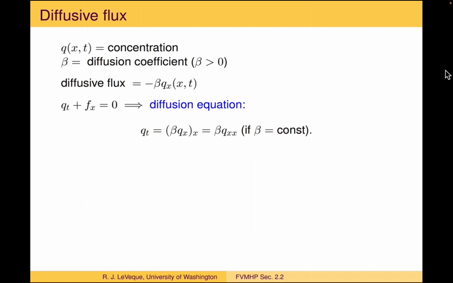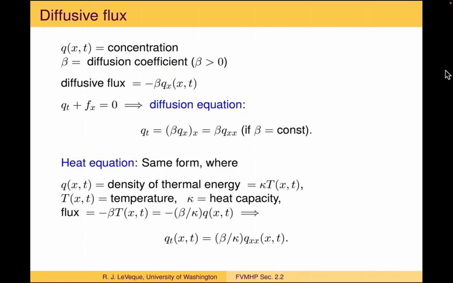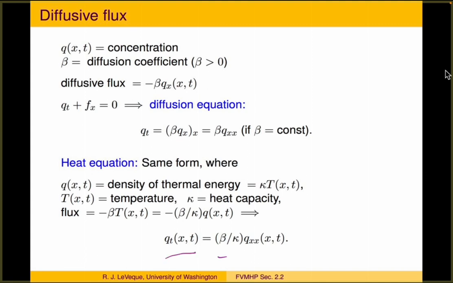So the flux now depends on dq/dx, and when we put that into our conservation law, q_t plus f_x equals 0, we end up with q_t equals beta times q_xx, the x derivative of beta q_x, since beta q_x is our flux. So we end up with this diffusion equation, or in the case of heat, a very similar equation, where the time derivative of q is some positive coefficient times the second derivative of q. And this is a parabolic equation rather than a hyperbolic equation.